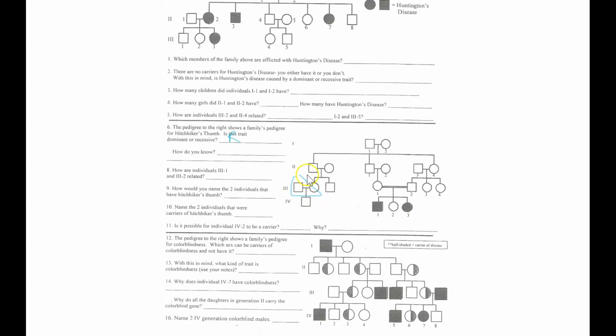And 3-2 related. So basically, they are married. They're related through marriage. So 3-1 and 3-2 are husband and wife.